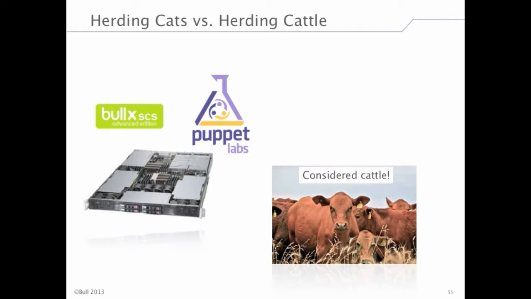So you can change and you can replace and you can even scale your herd in terms of getting new cows and putting them out on the grass, and you don't have an emotional attachment to them. So this is considered cattle. And this is a term, herding cats versus herding cattle, and with big clusters, or even with little clusters, but little clusters could be cats, but in big clusters you will fail if you have too many cats, and you should have cattle instead.